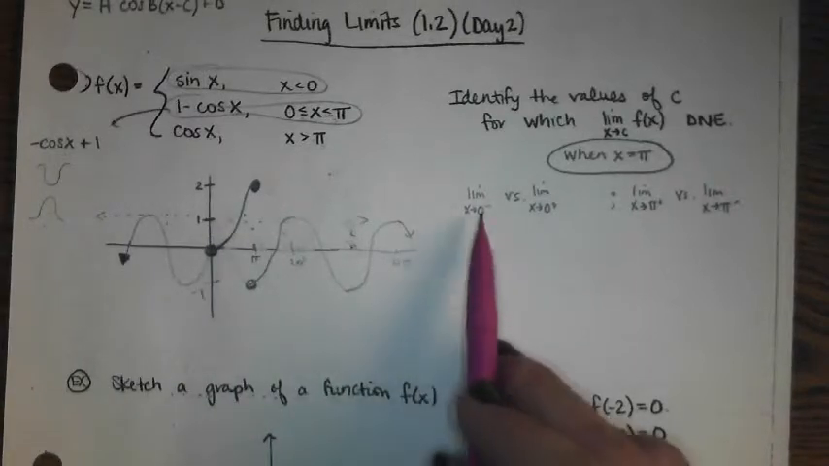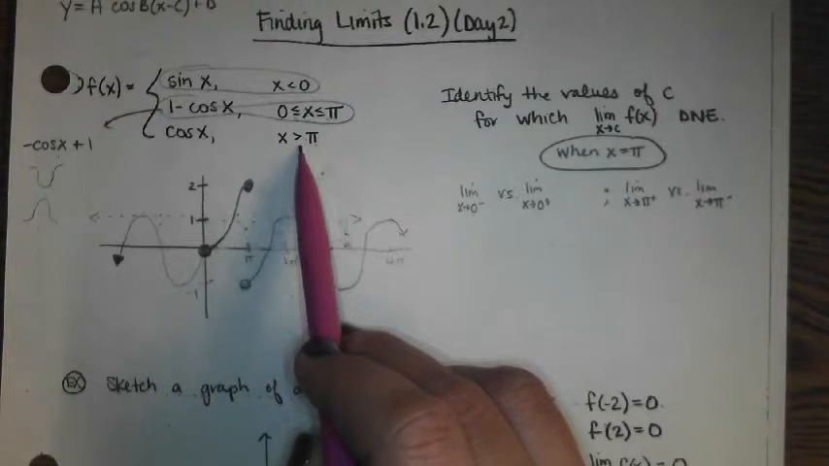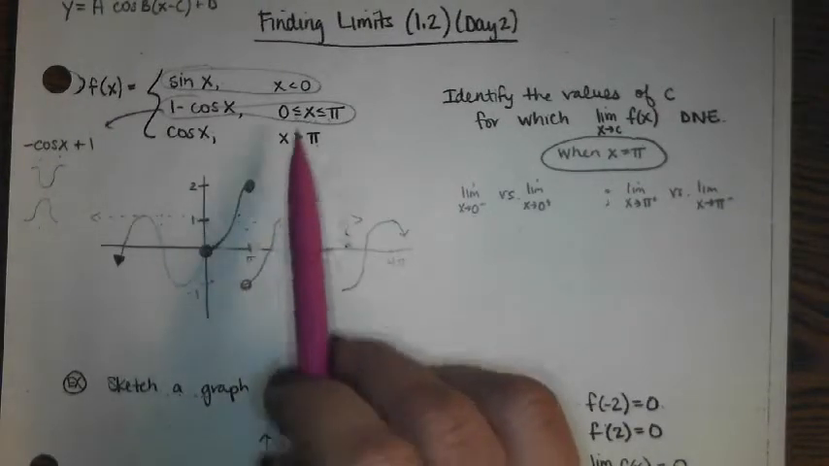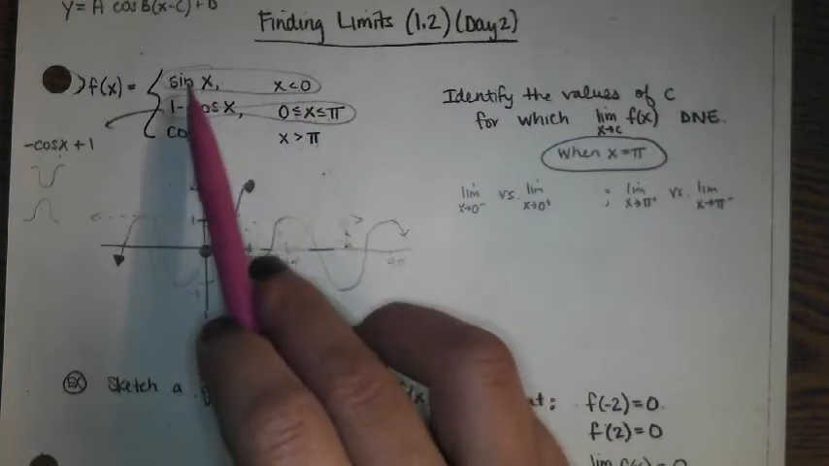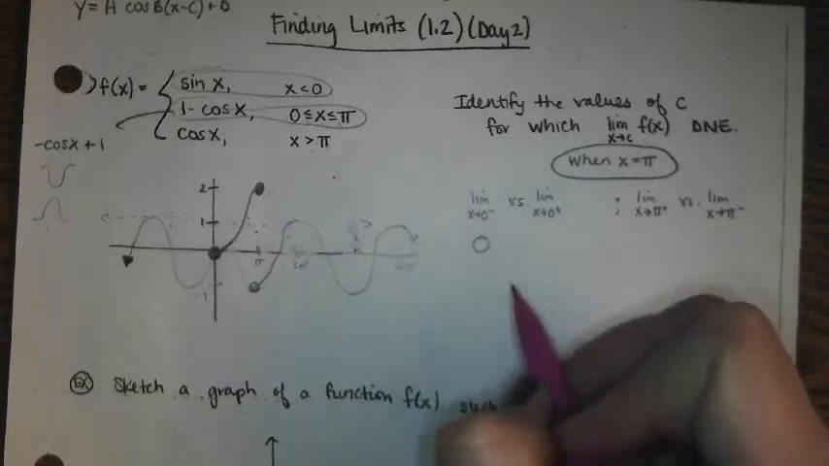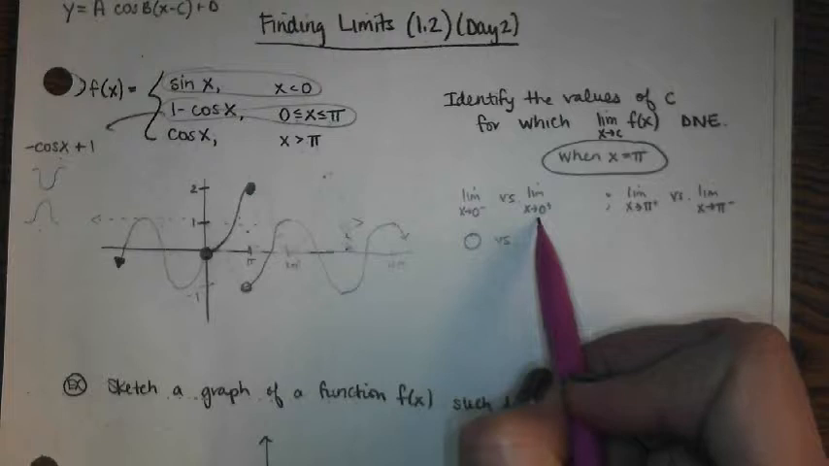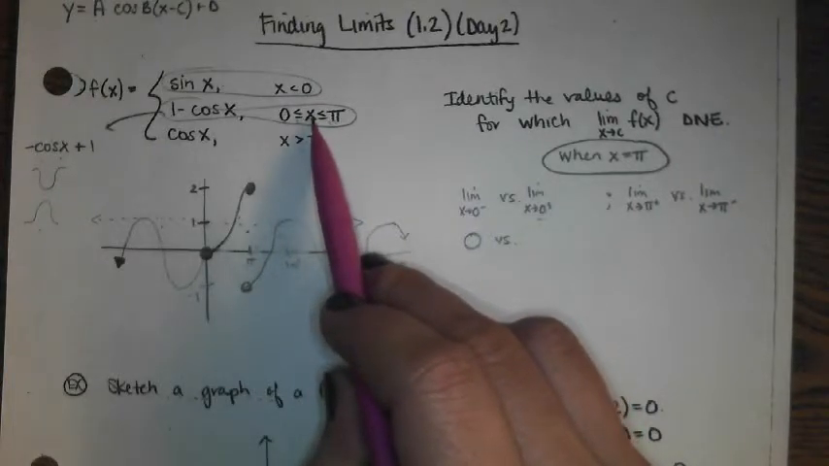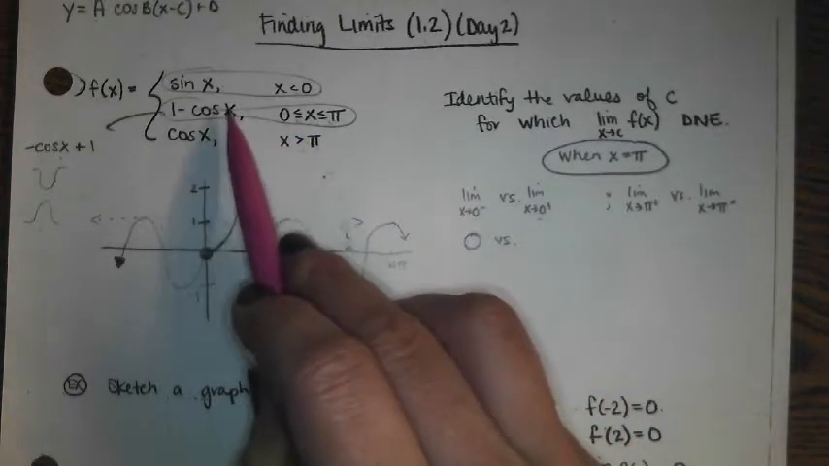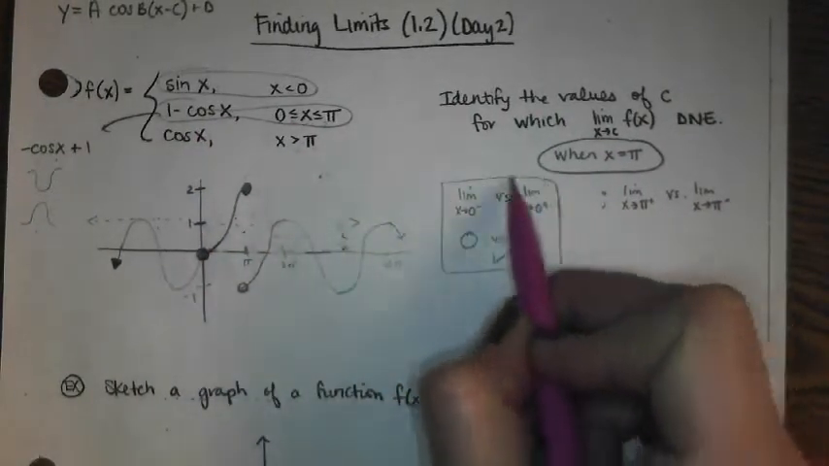So as you approach 0 from the left, which of these intervals is to the left of 0? Bridget? The first one, right, to the left of 0. So to find that limit, you would plug 0 into this. Sine of 0 is 0. So the limit as you approach 0 from the left is 0 versus the limit as you approach 0 from the right. Morgan, which equation would I use for that? Right, just to the right of 0. So you'd plug 0 into that, and you'd get cosine of 0 is 1, 1 minus 1 is 0, and those are a match. That's why this limit does exist.